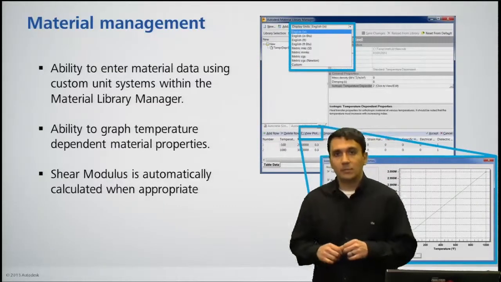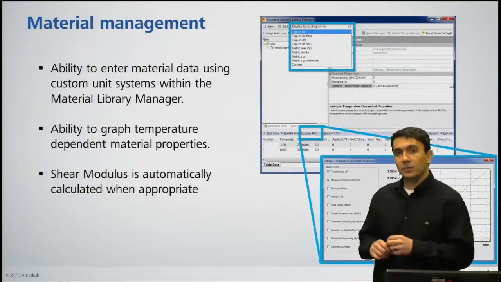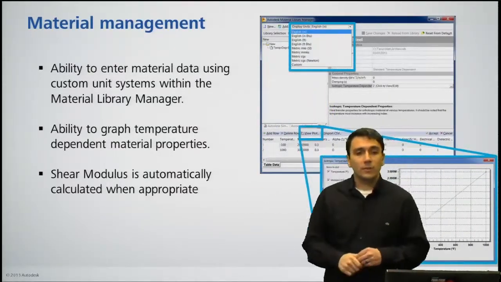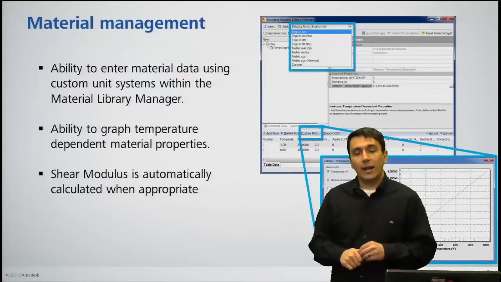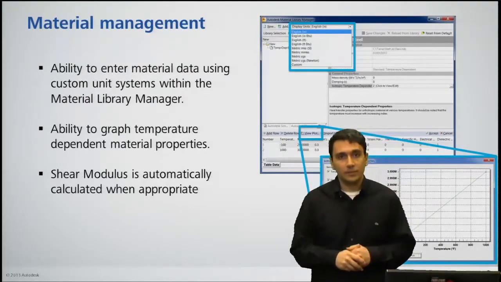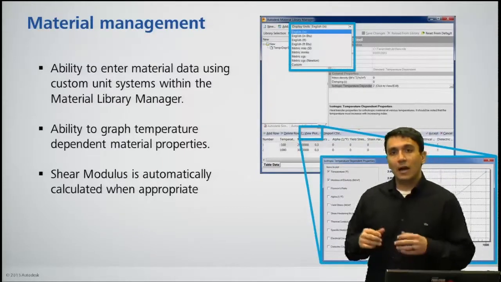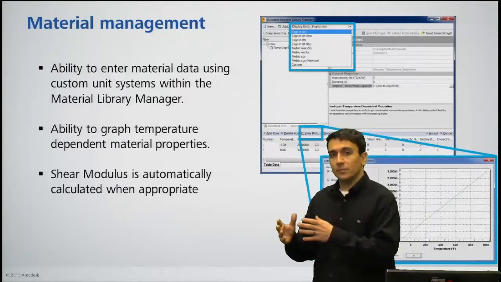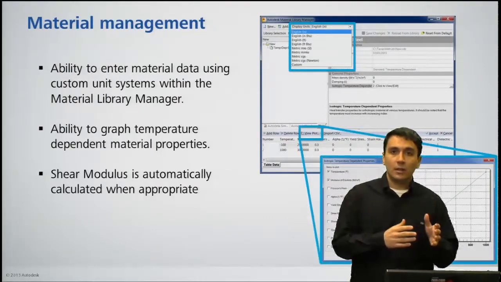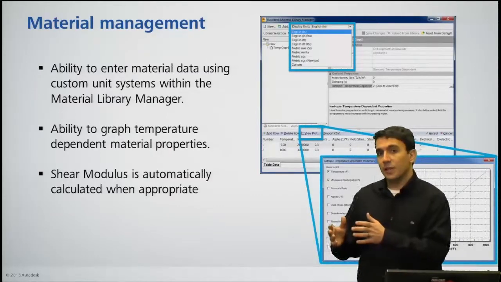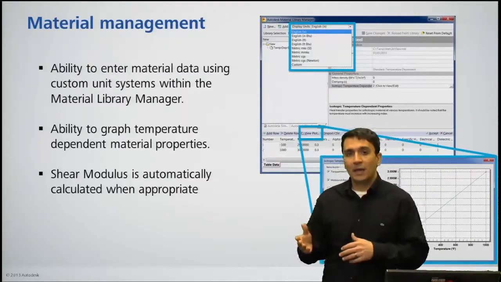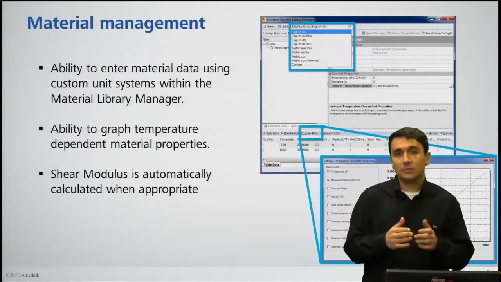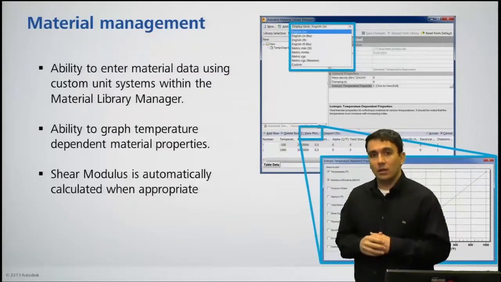So we have made some improvements to this interface as well. And I think the biggest one and the most important one is the ability to use different custom unit systems whenever you're actually inputting a material to the library. So let's say you have a material, but you have your modulus of elasticity in one unit system and your density in another, and your thermal coefficient of expansion, for example, in another unit system. In the past, you would have to convert all those material properties into a common unit system that is allowed by the material library manager.